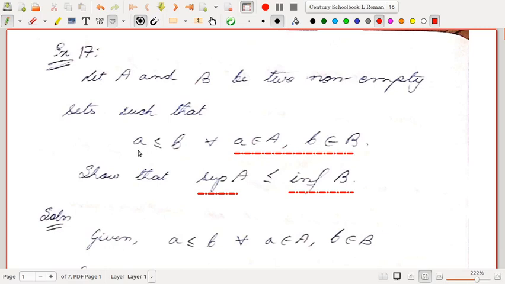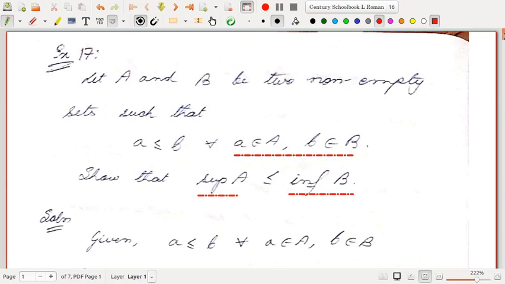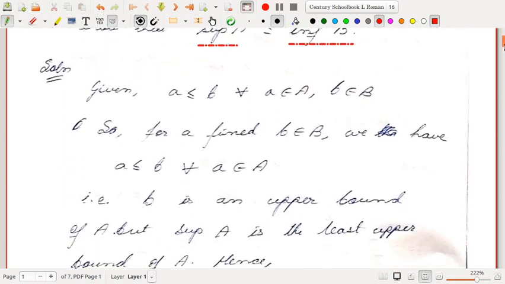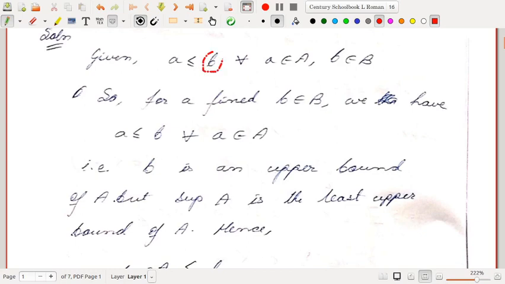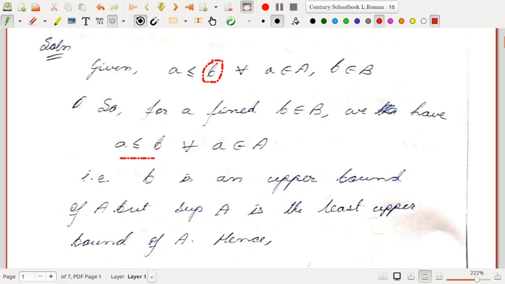That means every element of the set capital A is less than or equal to every element of capital B. In that case, the supremum of the set A is less than or equal to the infimum of the set B. Okay, so how to prove that part? It is given that a is less than or equal to b for every a inside A and b inside B. So if you keep this b fixed, means if you consider one b inside capital B, then what we can write? We can write that a is less than or equal to b for every a inside capital A. So for each b inside capital B, we have a less than or equal to b for every a inside A.